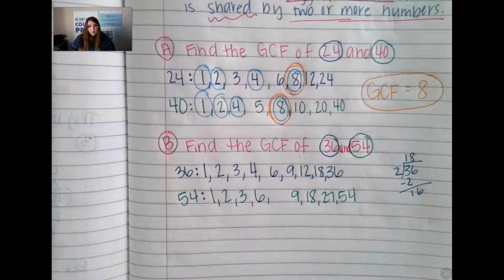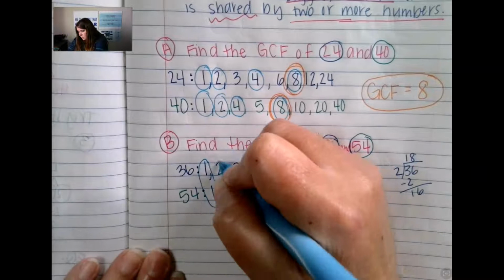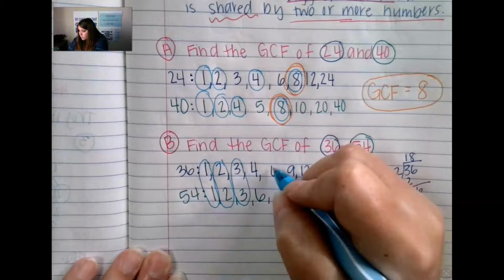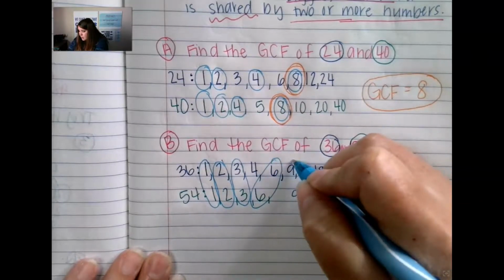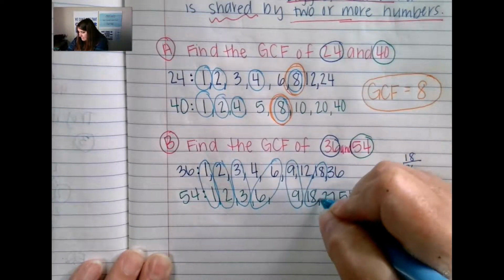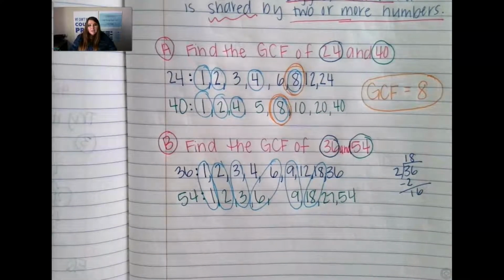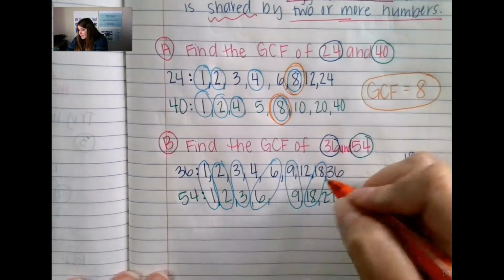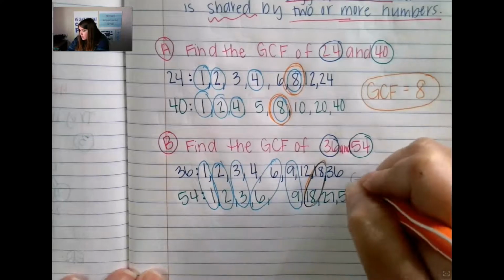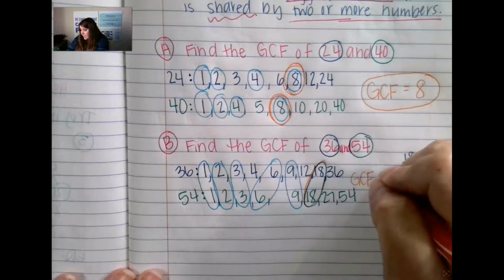Okay, now let's start circling the ones they have in common. 1, 2, 3. They do not have a 4. They do have a 6. They have a 9. That's bigger than that one. Ooh, and look, 18. 36, 27, 54. Nothing else matches. Okay, the greatest thing that they have in common, the biggest number they have, is 18. So the GCF, the greatest factor that the two share, is 18.